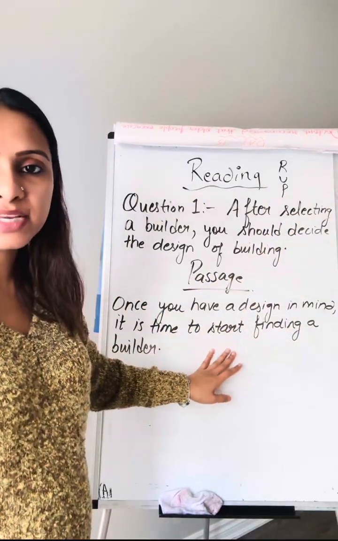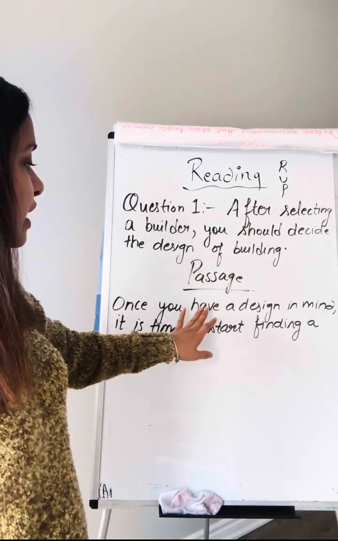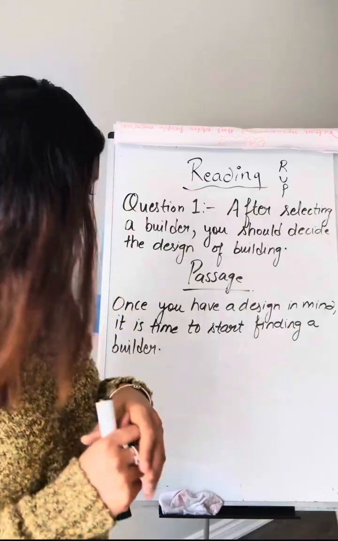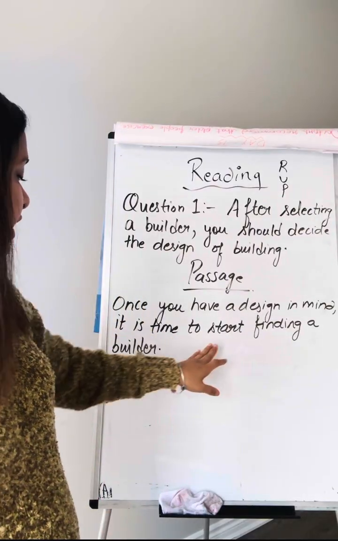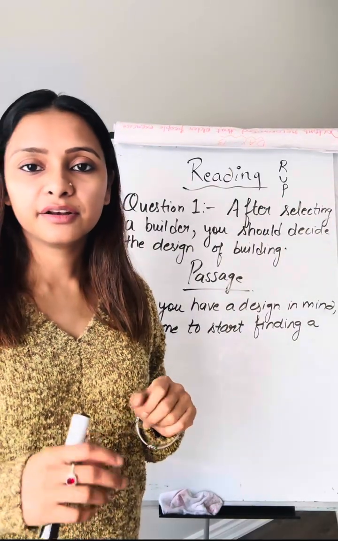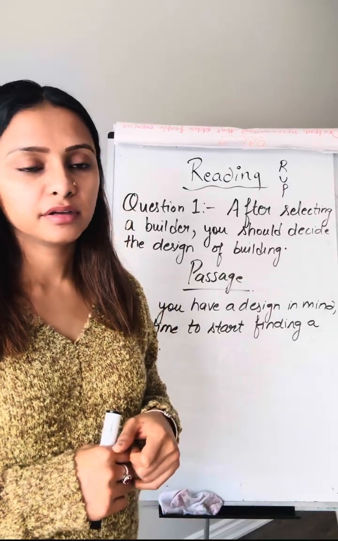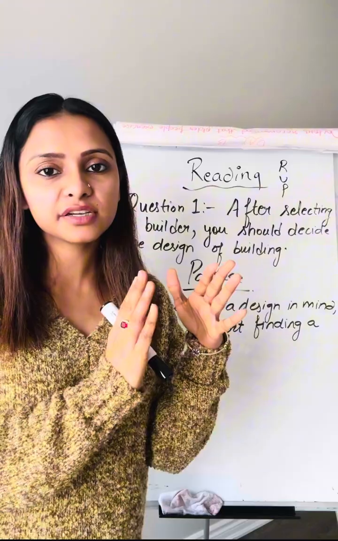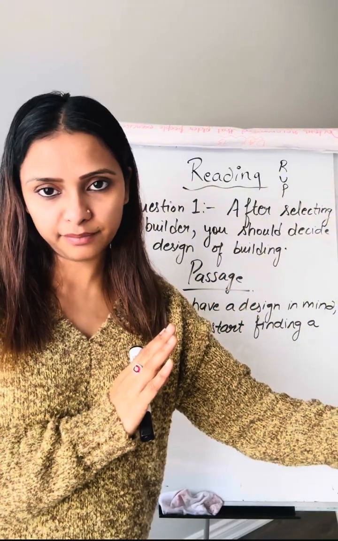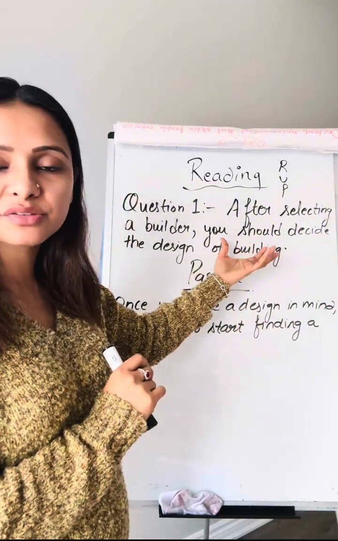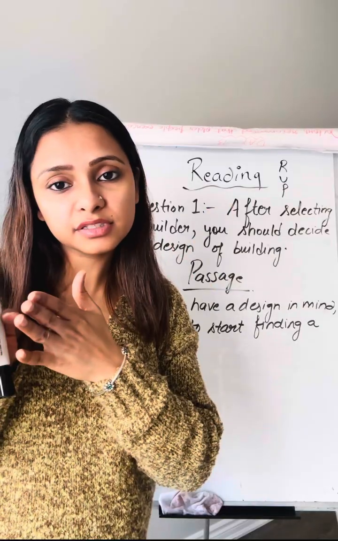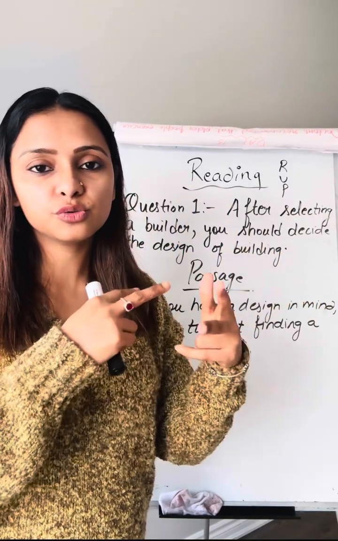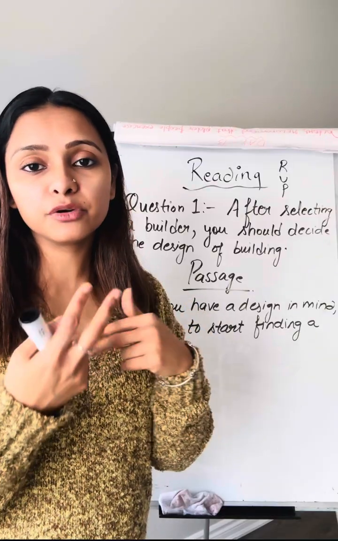So the statement in the passage says, once you have a design in your mind, when you have the design of the building in your mind, it is time to start finding a builder. Now you have to find the builder. So in the passage it is written, you have to make a design first in your mind, then you have to find a builder. And in the question it is written, you have to find a builder first and then finalize the design. So these two statements are oppositely written.